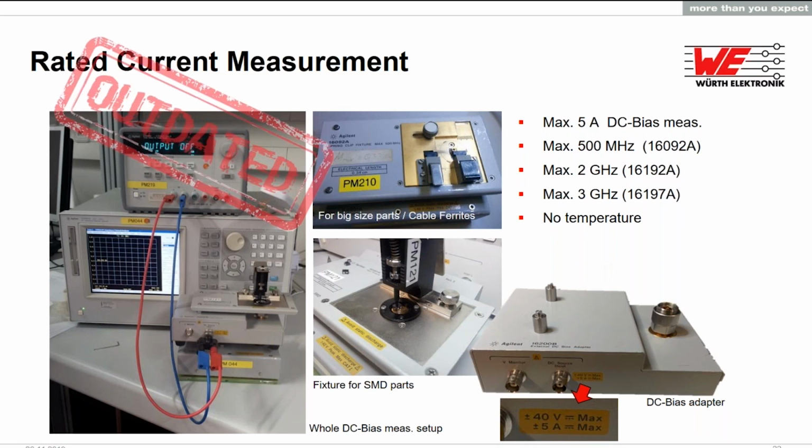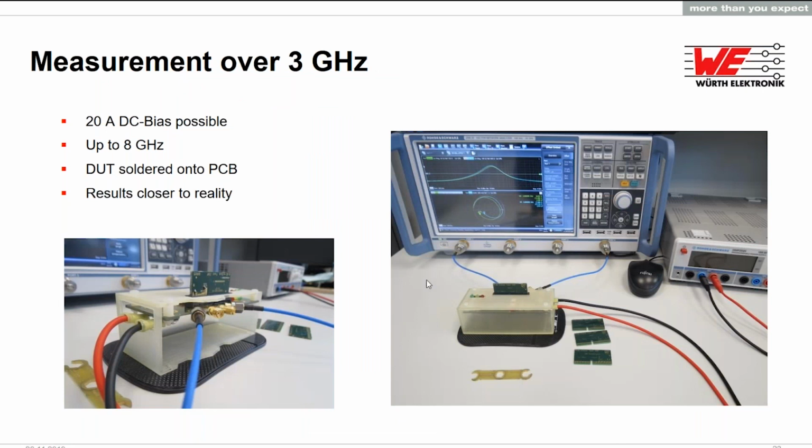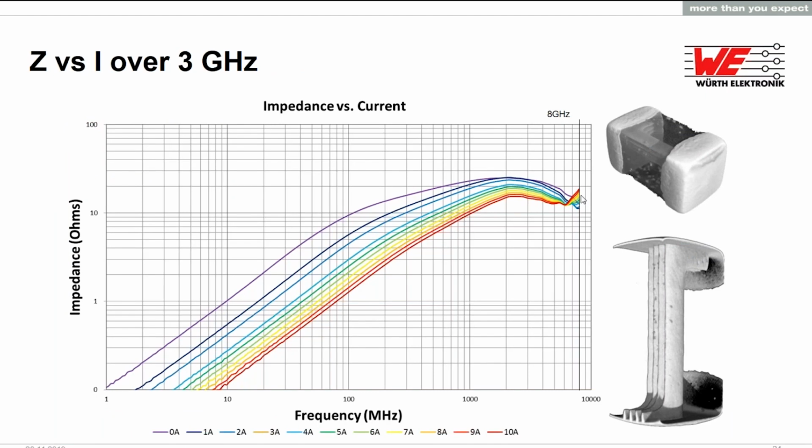Hence, now we have made a new measurement setup where we can measure up to 20 amps DC bias and up to 8 gigahertz. At the same time, we try to reproduce the reality of a chip being used on a PCB. Here is an example where we measure up to 8 gigahertz, and the capability of this part is up to 10 amps.